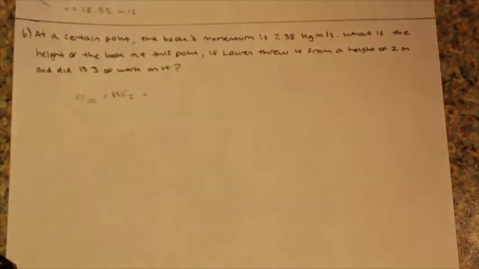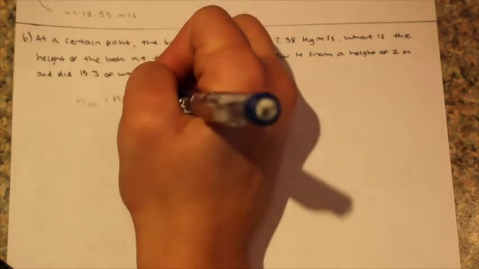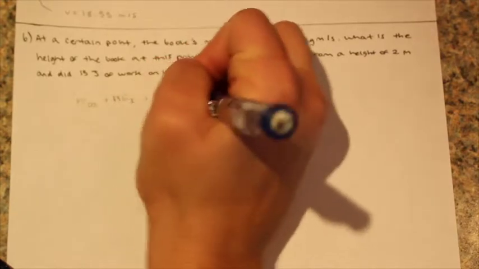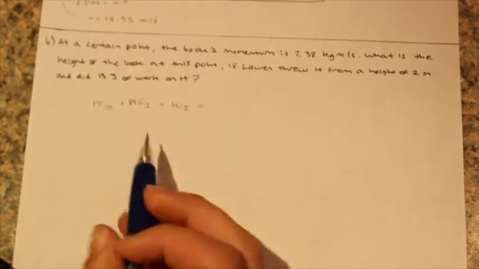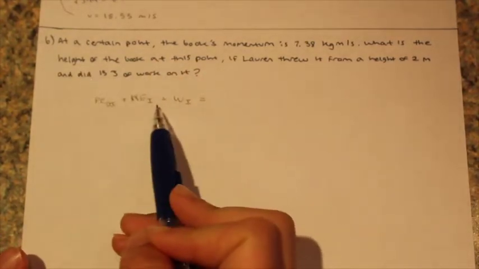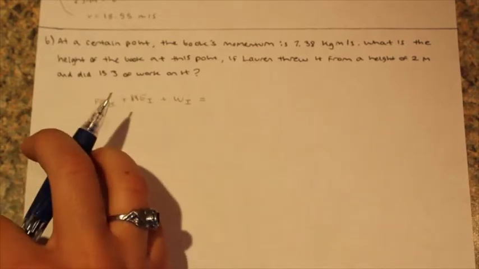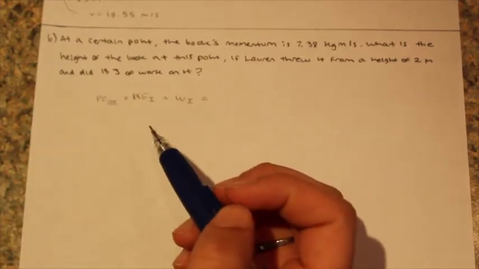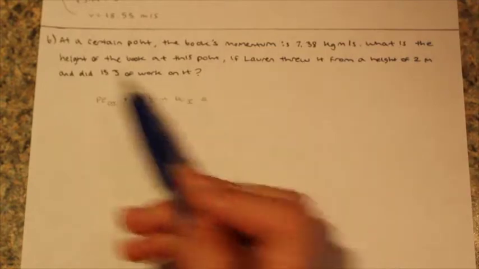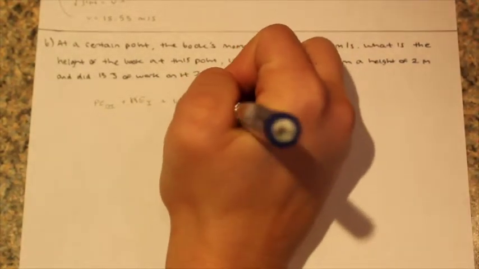And then we know that there's also work being done on it because it says 15 joules of work is being done on it, so we can write that down as well. And we don't have spring potential energy, which is the other kind that we could have, so this is all going to equal our final energy, which we know has gravitational potential energy because it's asking what is the height of the book. So we can write that down as well.